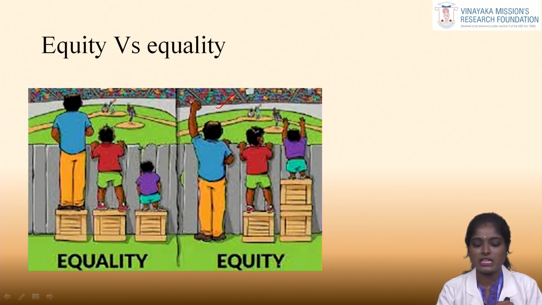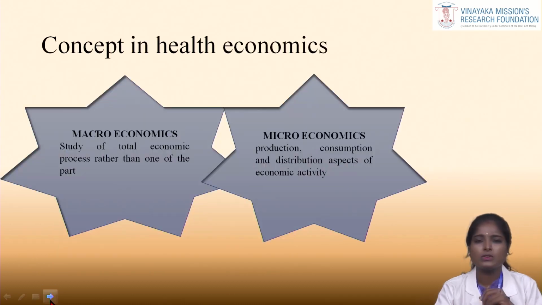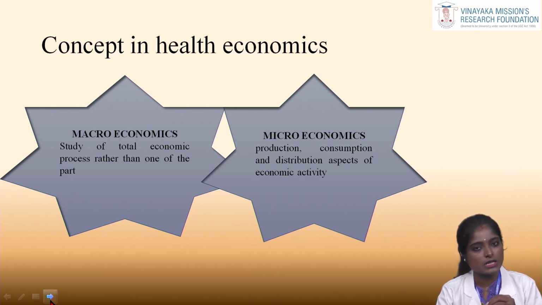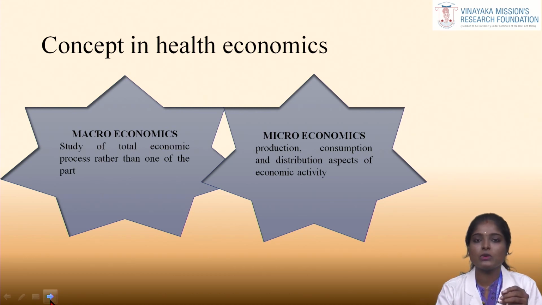So this is the concept behind equity. Equity is the major backbone of health economics. And we'll know something about macro and microeconomics. Macroeconomics, as the name suggests, is the outline of the economics. It's the study of the total economic process rather than individual concepts. While in microeconomics, we will go one by one, individually, interiorly. So it is more of the production, consumption, and distribution aspects of economic activity.